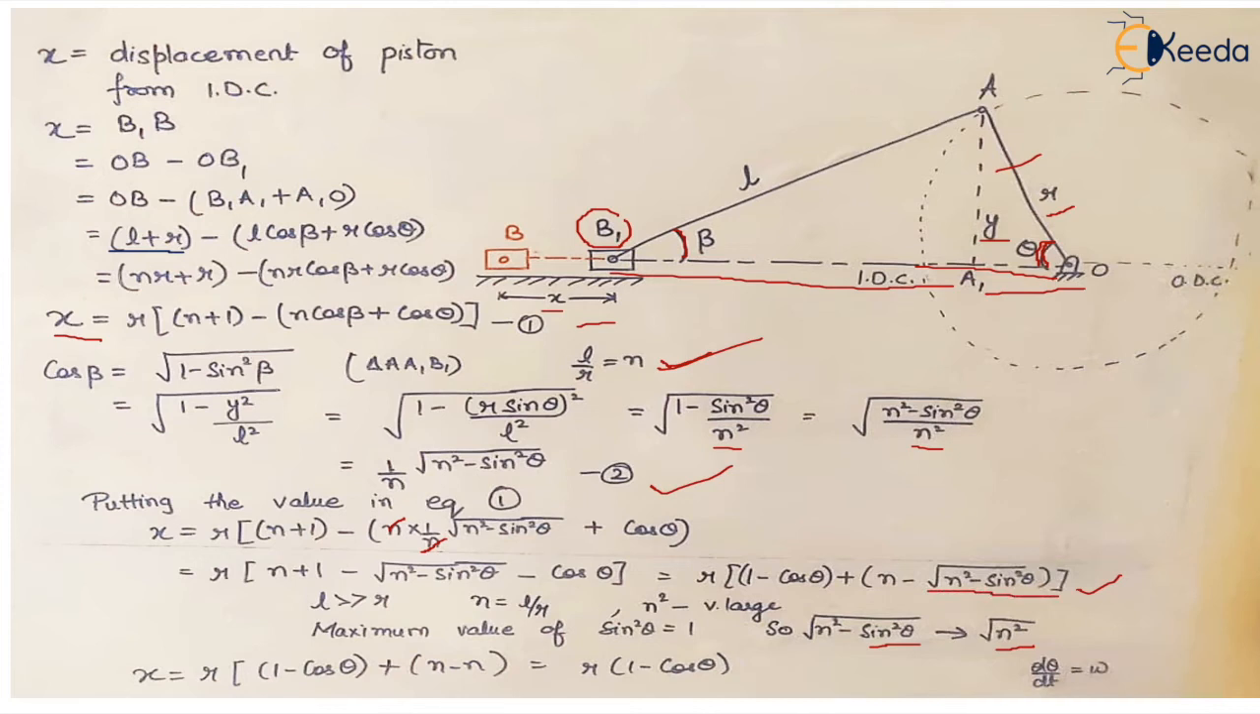Root n square will be n, and this n gets cancelled out, and the formula we are left with is x equals r times 1 minus cos theta when L is much greater than the value of r.